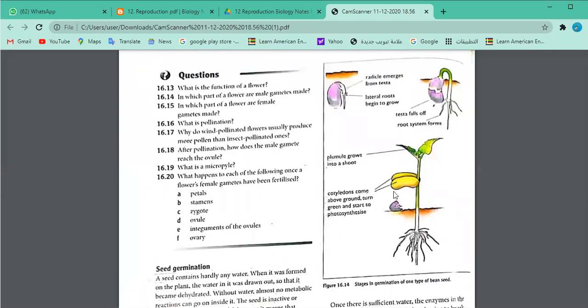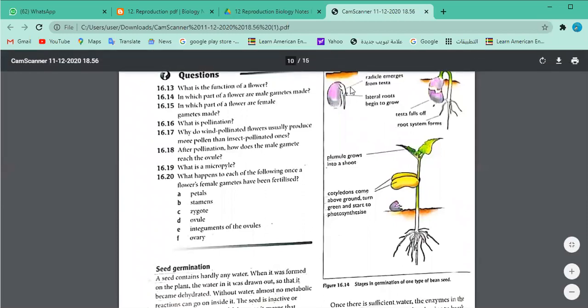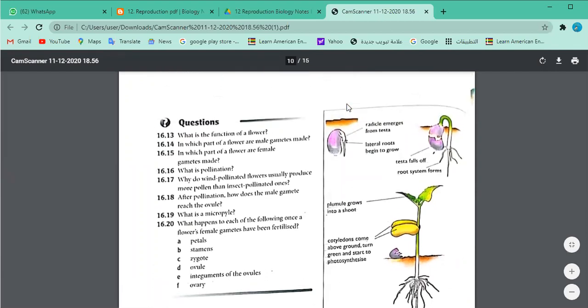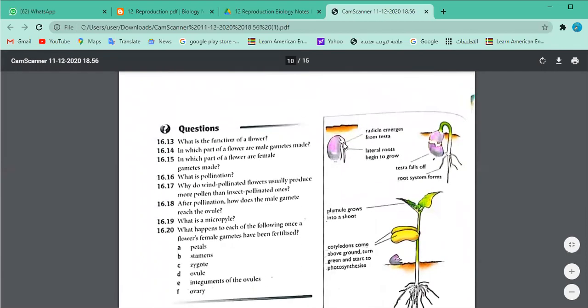Okay, in this picture here, you could see the radical is from which part of the seed? What was the name of the seed part, from where these shoots are generated? Embryo. The embryo is the whole part. Embryo is both the radical and the other one is radical, another is? Plumule, yes. Plumule, correct. Plumule is for shoots, for new branches, okay?